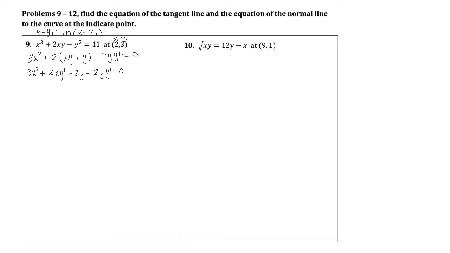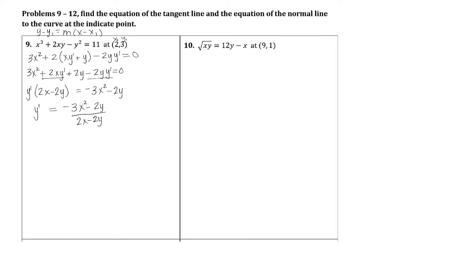And let's do some rearranging and factoring out a GCF all in one step. So I'm going to leave these alone and factor out y prime. And that's going to leave me with 2x minus 2y. Over on the other side, I would subtract 3x squared minus 2y. And then finally, I'm going to divide both sides. And we're going to get negative 3x squared minus 2y, and all of that's over 2x minus 2y.